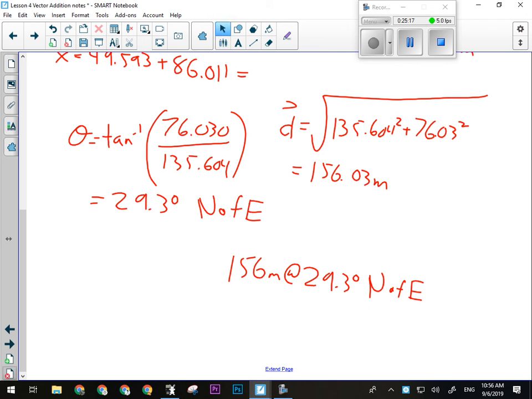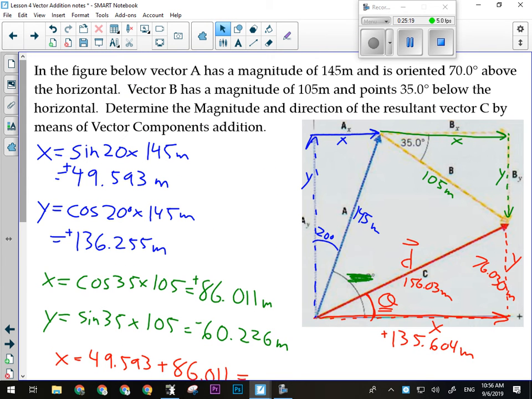Like I said, they all work the same. We draw the picture. We find all the x's and y's. We add the x's together, add the y's together. Pythagoras, trig, delta. Always the same steps.